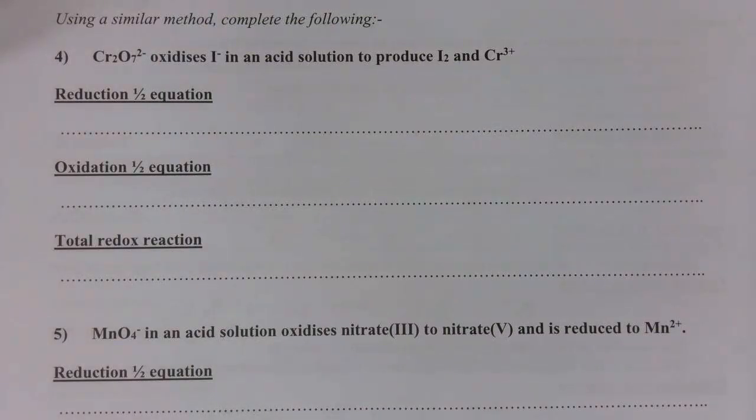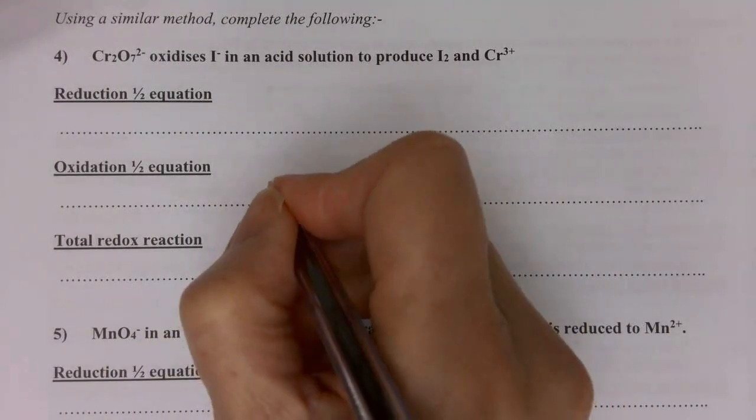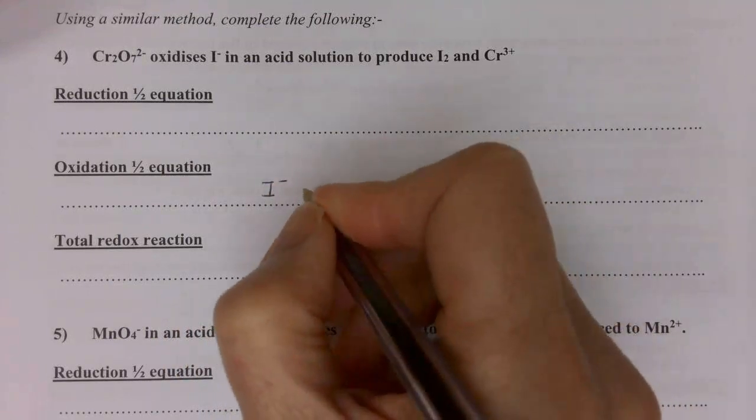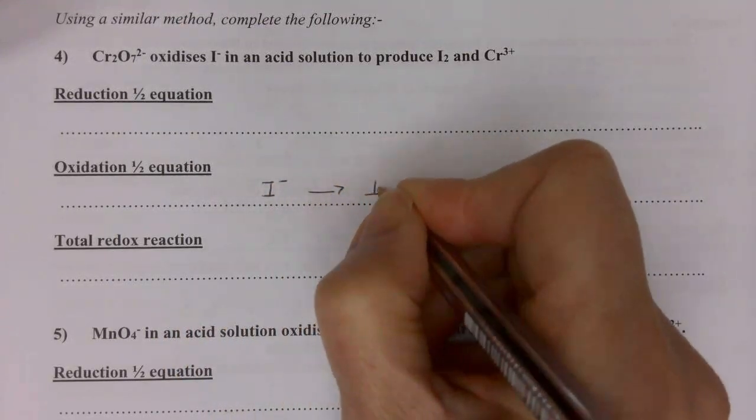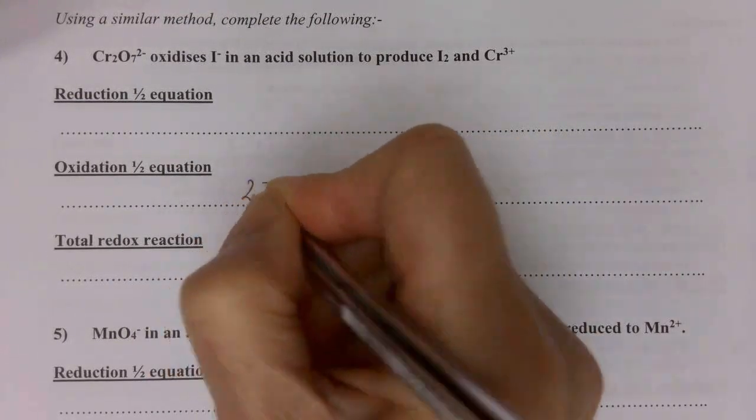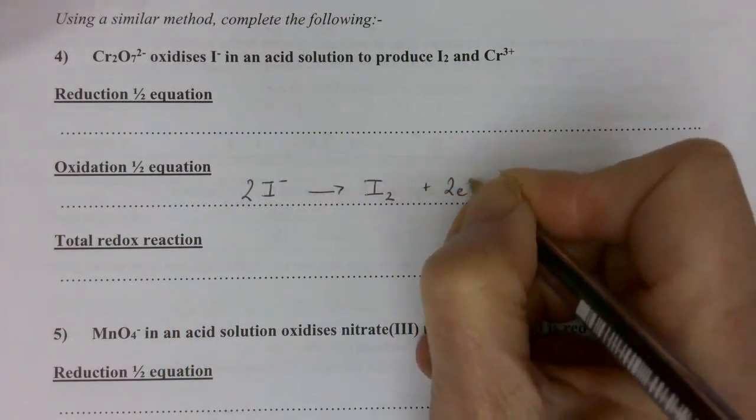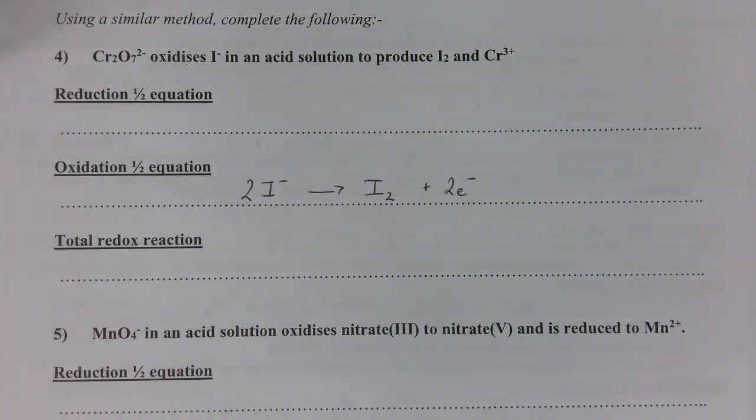So I'm going to actually start with the oxidation equation because that's slightly easier, because I'm going to turn my iodide into my iodine and I'm going to balance it, and I've got 2e minus. Now I'm going to do the reduction equation because that's slightly more difficult.